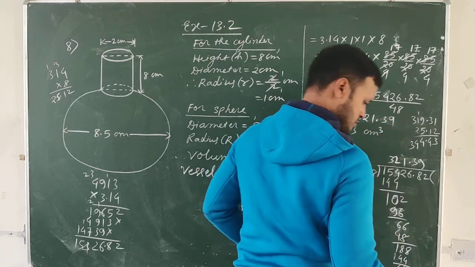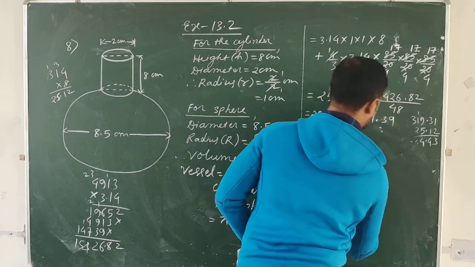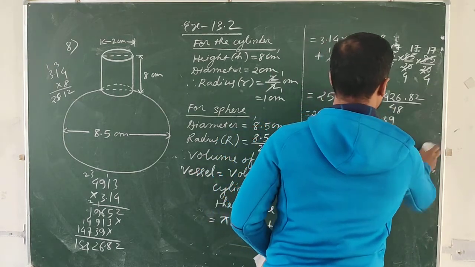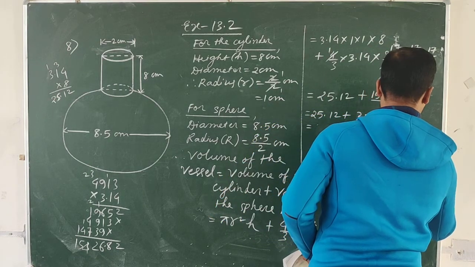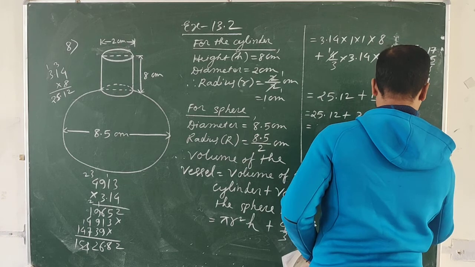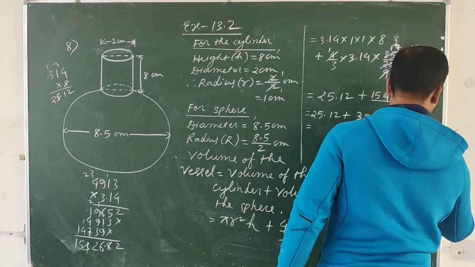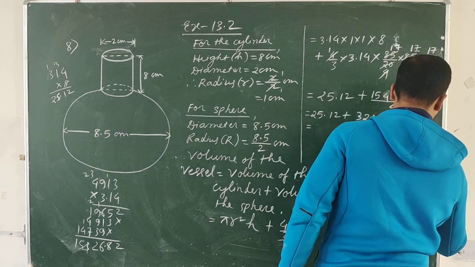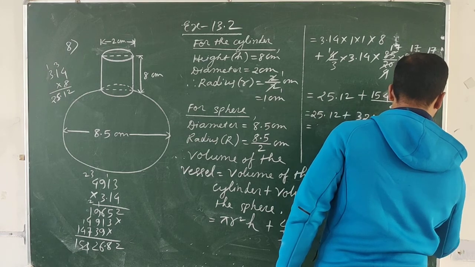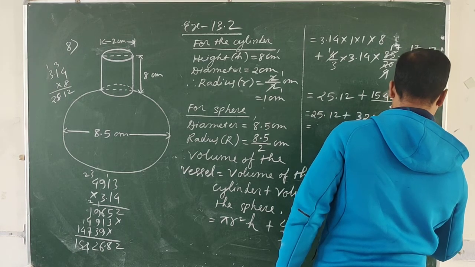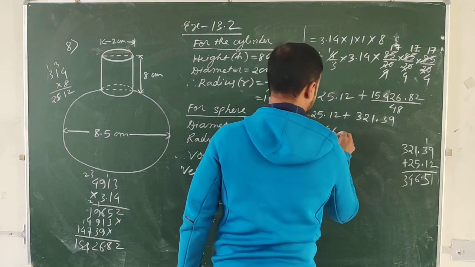The answer is 321.39. So if I add these two, I will get 321.39 plus 25.12, which is 346.51.